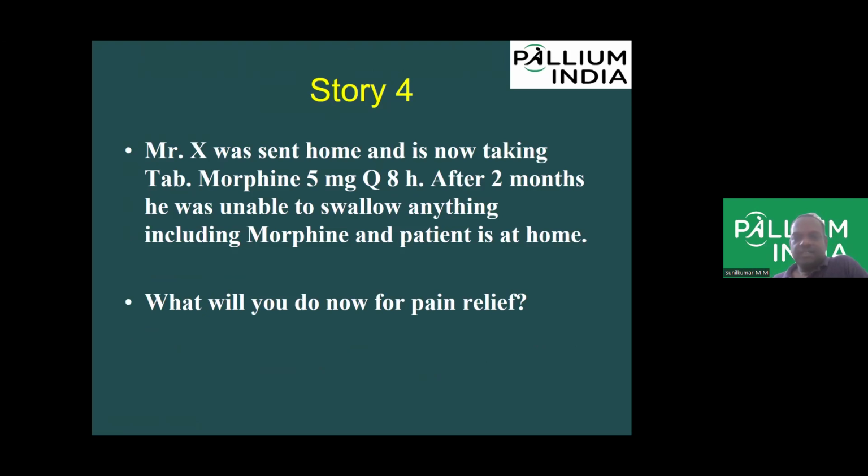But after 2 months, he was unable to swallow anything, including morphine, probably because the patient is near end of life and this patient is at home. And if he does not take the morphine, he has severe pain. So what would you do for this patient?